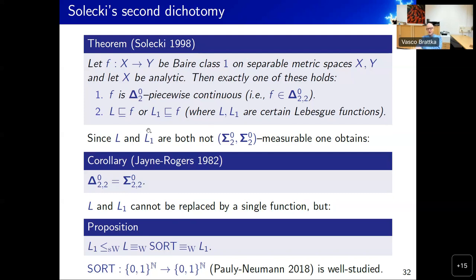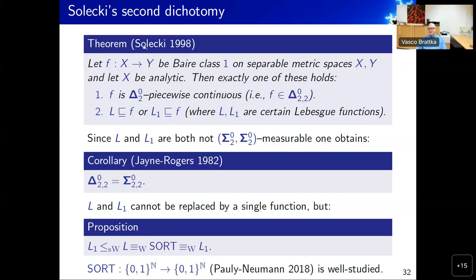So from that, you can conclude the Jayne-Rogers theorem, so you can prove the case for the parameters 2, because both of these Lebesgue functions are easily seen to be not Sigma_2 measurable, so it means preimages of Sigma_2 sets are not necessarily Sigma_2 sets under those functions, and that kind of transfers via this topological embedding to F. So if we are in the second case here, we are not in the class Sigma_{2,2}, and that gives us the desired identity of these two ways of measuring complexity.